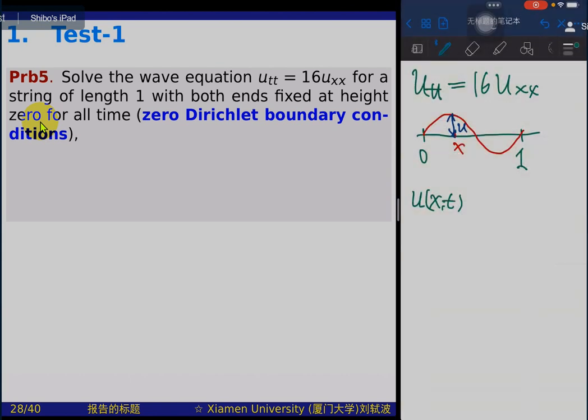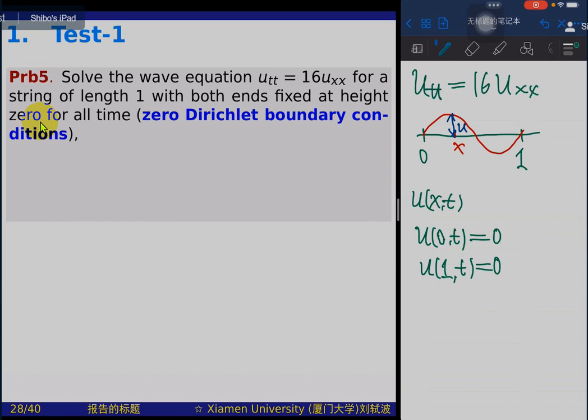This means that u(0,t), when x equal to zero, that is the left endpoint. Height zero means that this is zero. Similarly, for the right endpoint x equal to 1, this is also zero. u(1,t) is 0 for all time, that is for all t.